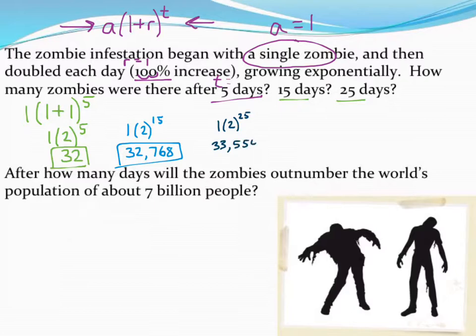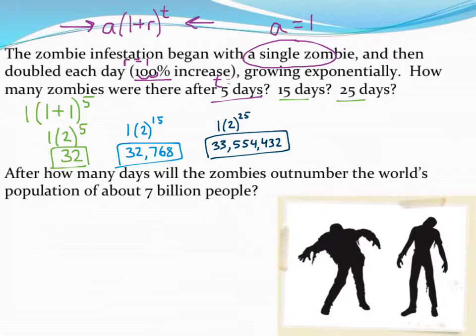So here are my two models and my two answers. Notice all I did was change the exponent. Everything else remained the same. So 15 days ended up with about 32,000 zombies. And after 25 days, I'm over 33 million zombies. So once again, we see that idea of exponential growth starting out really slow, but then continuing to increase very, very quickly as time goes on.